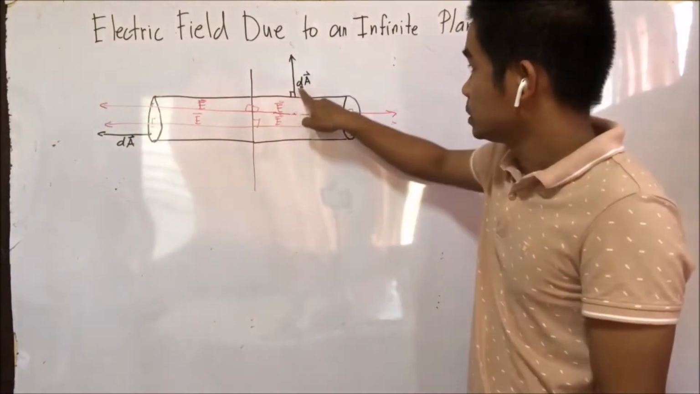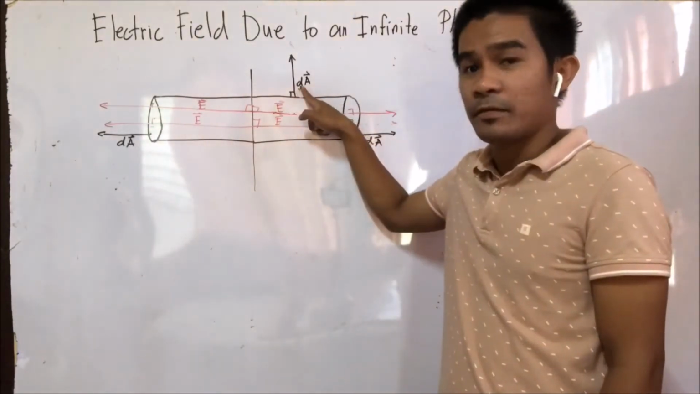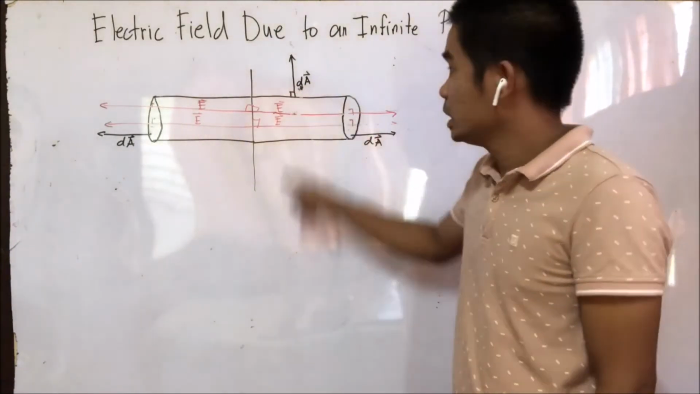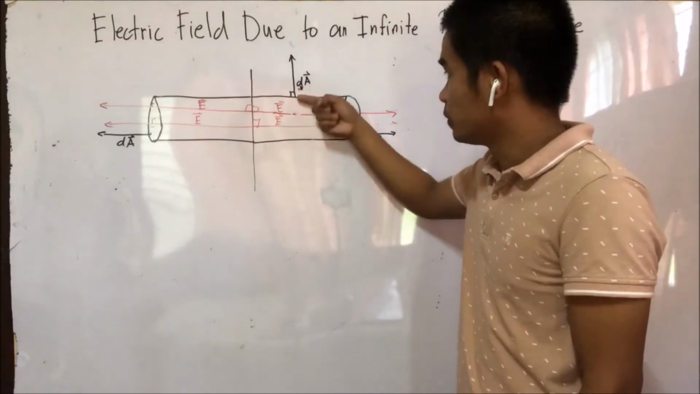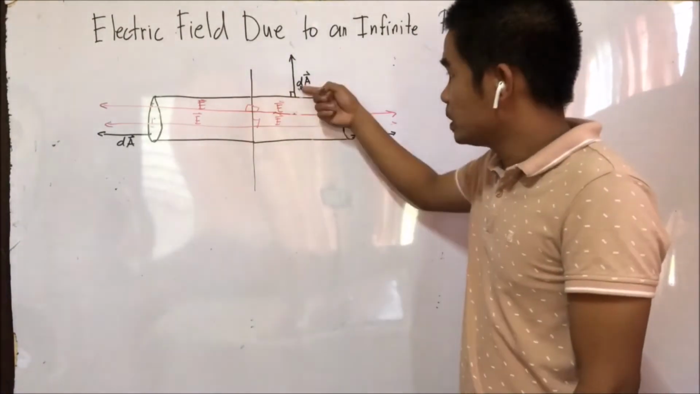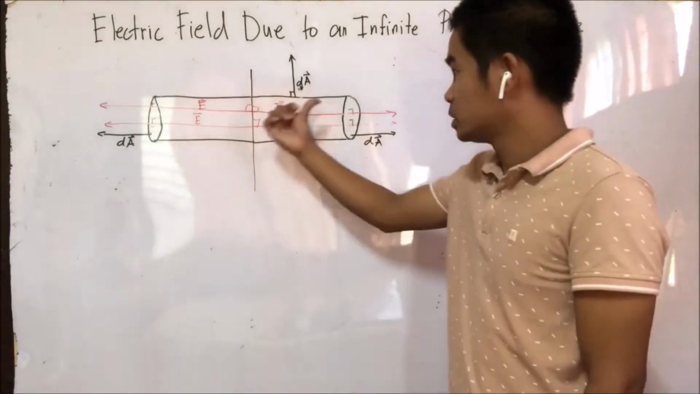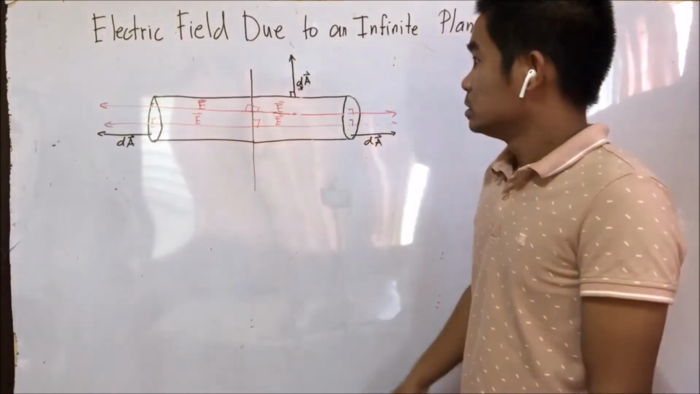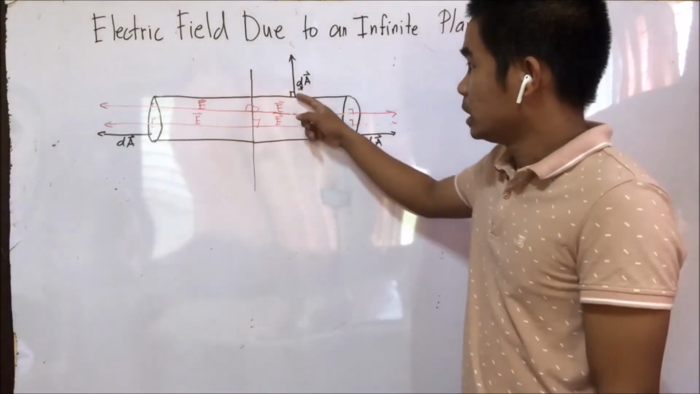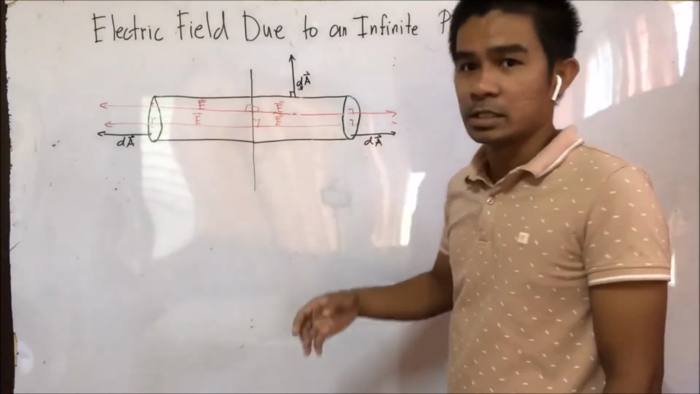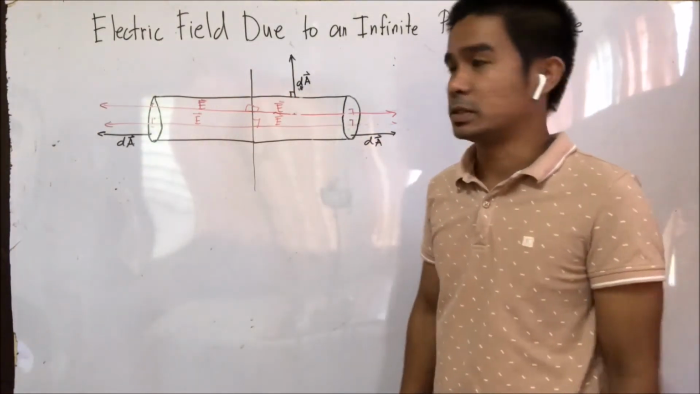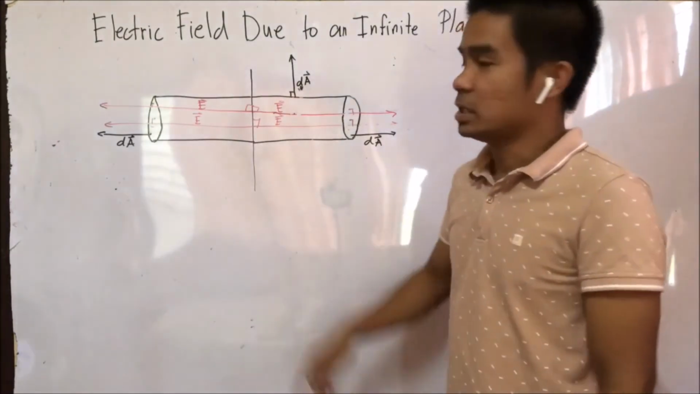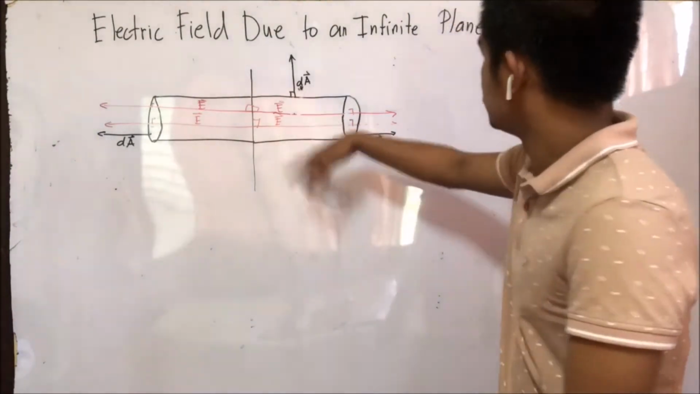Why? Because the area vector for the curved surface of the cylinder is perpendicular to this surface, and it is perpendicular to the direction of the electric field. So cosine of 90 is 0. So meaning this surface area again has no contribution to the integral surface area. So we'll use Gauss's law again to obtain the electric field due to this plane of charge.